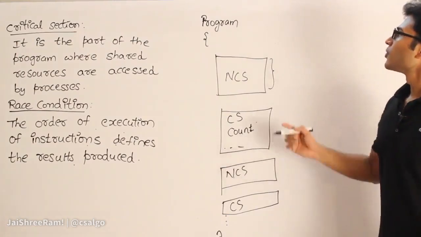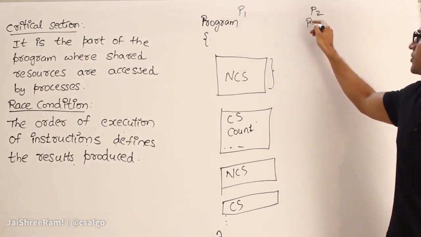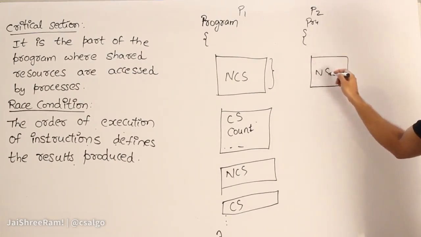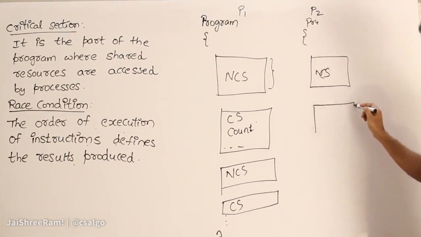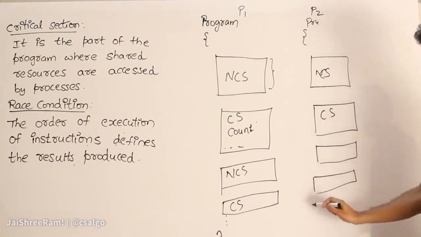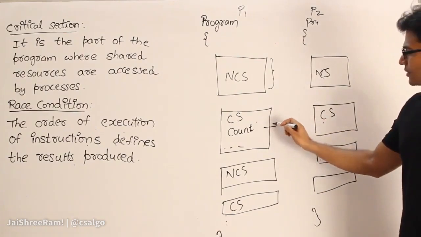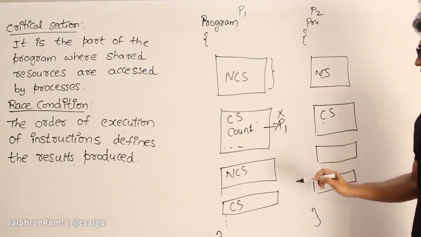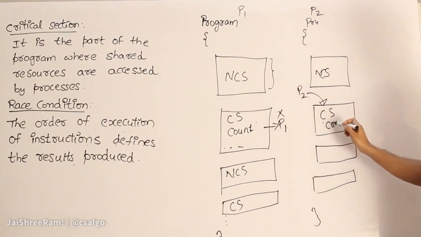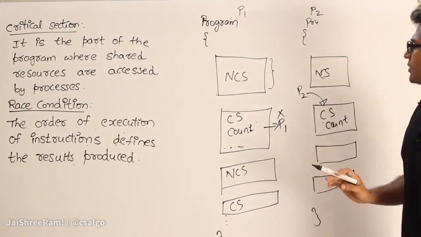Now if there are 2 processes, let us say this is process 1 and process 2, and the 2 processes have programs this way, with some part having non-critical section and some part having critical section, then the problem arises when one process is in critical section and it gets preempted. Let us say this is critical section, this is critical section. One process P1 is in critical section and it suddenly got preempted, and the other process P2 just entered the critical section, and both the critical sections are using a common variable, something like count, right? Then what happens? It might lead to race condition.